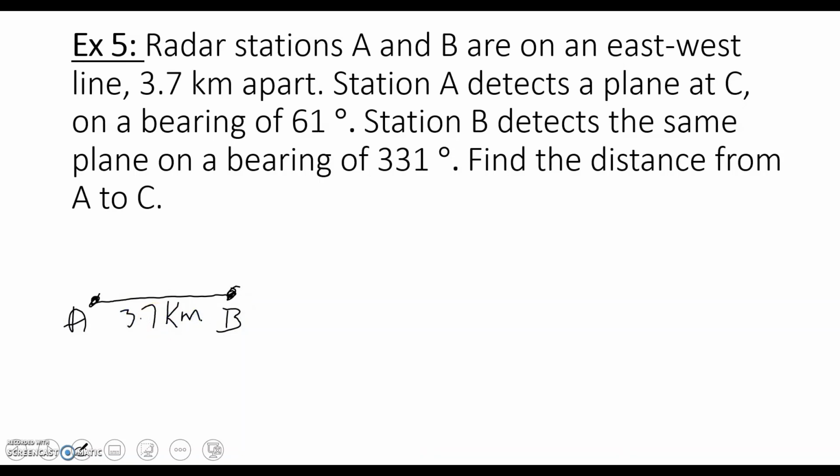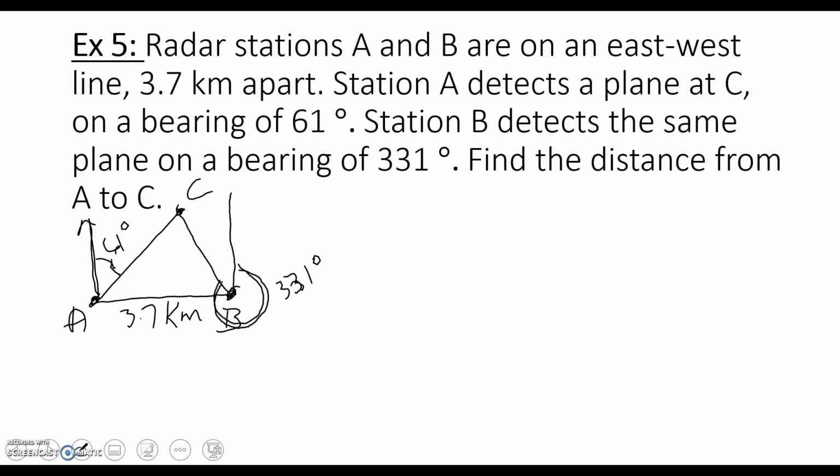Station A detects a plane at C on a bearing of 61 degrees. So if I draw a north line here, I'm going to measure 61 degrees. Should be about right there. And then there's the plane C. Now B detects the same plane but on a bearing of 331. So if I draw a north line from B, measure around 331, it will be here. So this angle here is 331. That's this angle that goes from this north line all the way around to this line where C is on.